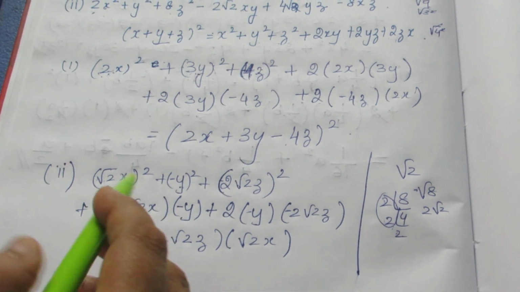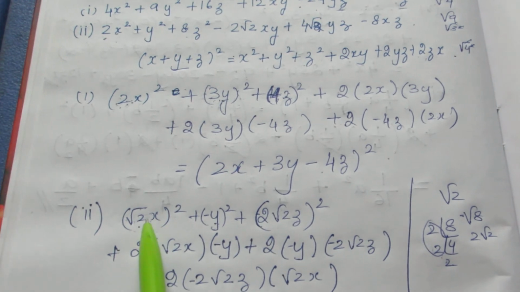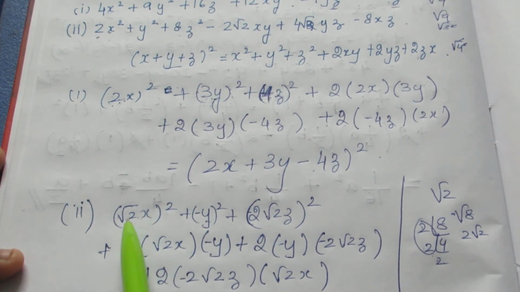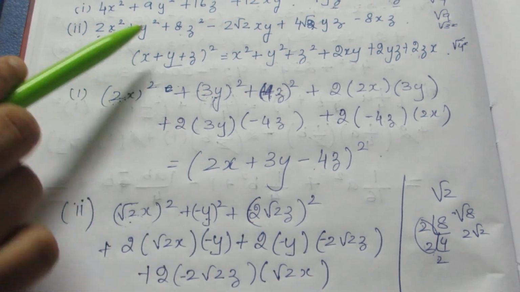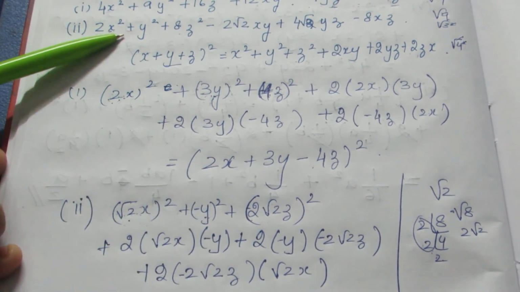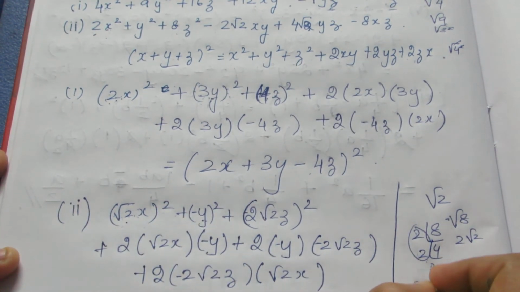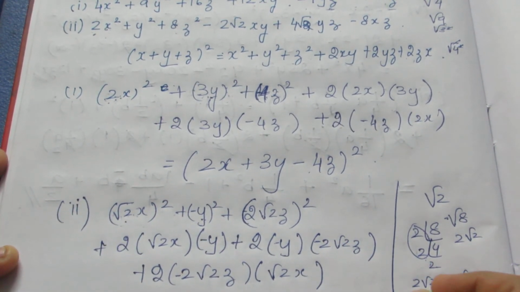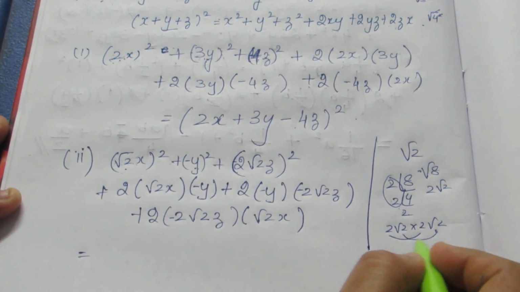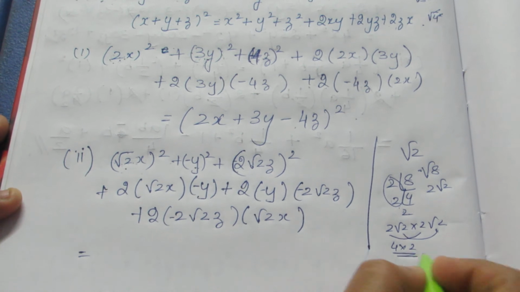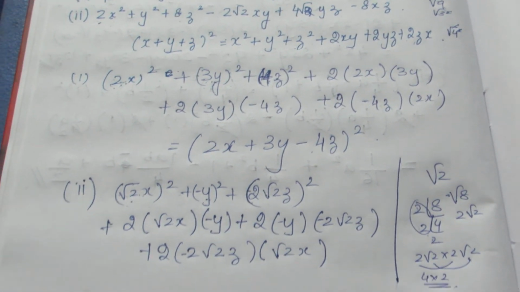Now we'll check whether we are getting the same answer that is there in the question. Now this becomes 2 root 2 into root 2 will become 2, so 2x square plus y square, because minus into minus will become plus. Here root 2 into 2 means 2 root 2 into 2 root 2, 2 2s are 4, and root 2 into root 2 will become 2, so it becomes 8. So 8z square, yes we got it.